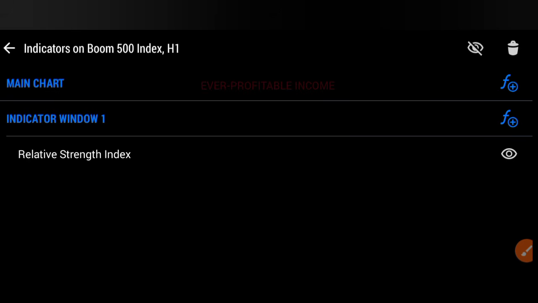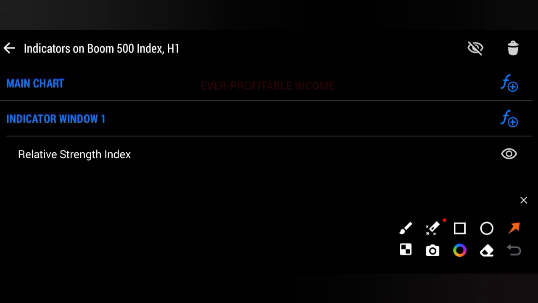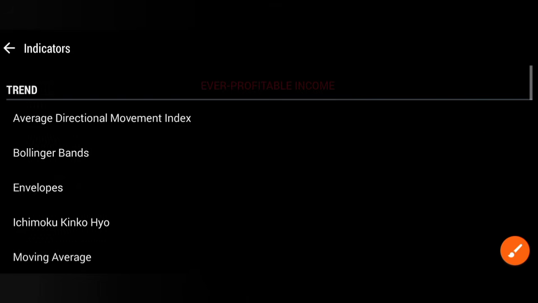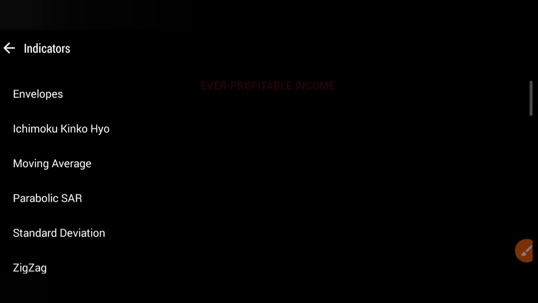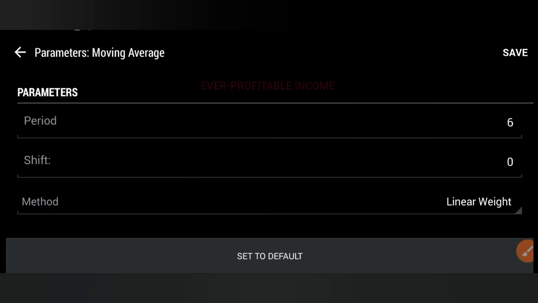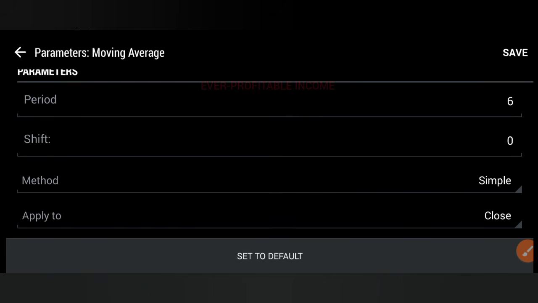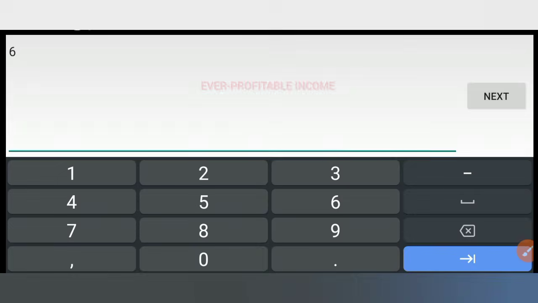The next indicator we're going to add is our moving average. Click on this F plus right here on the indicator window, and then let's add the moving average. The first moving average we'll be adding, we're going to be using period 1. So let's change it to period 1.